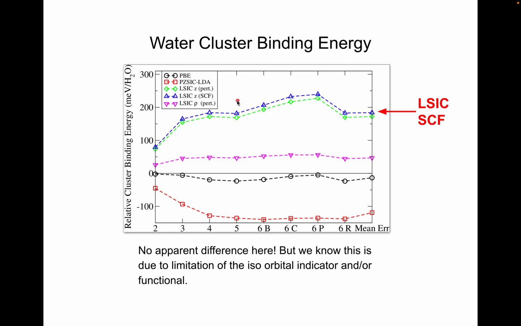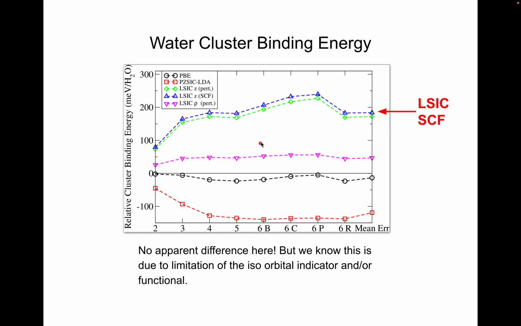But we already know why this happens. As we understood, this is because of the limitation of the isoorbital indicator, because this particular isoorbital indicator cannot tell the weak interaction region. And the other reason is the functional itself. The LDA is also a poor functional for determining the weak interaction. So those are the two reasons why the LSIC with z doesn't perform well.